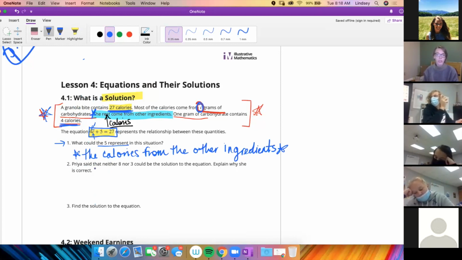It says, Priya said that neither 8 nor 3 could be a solution to the equation. Explain why she is correct. So we already know 8 and 3 are not going to be a solution. But when we use the word solution, what are we talking about? What does it mean that they're not solutions? It wouldn't make the equation equal. They wouldn't make the equation equal.